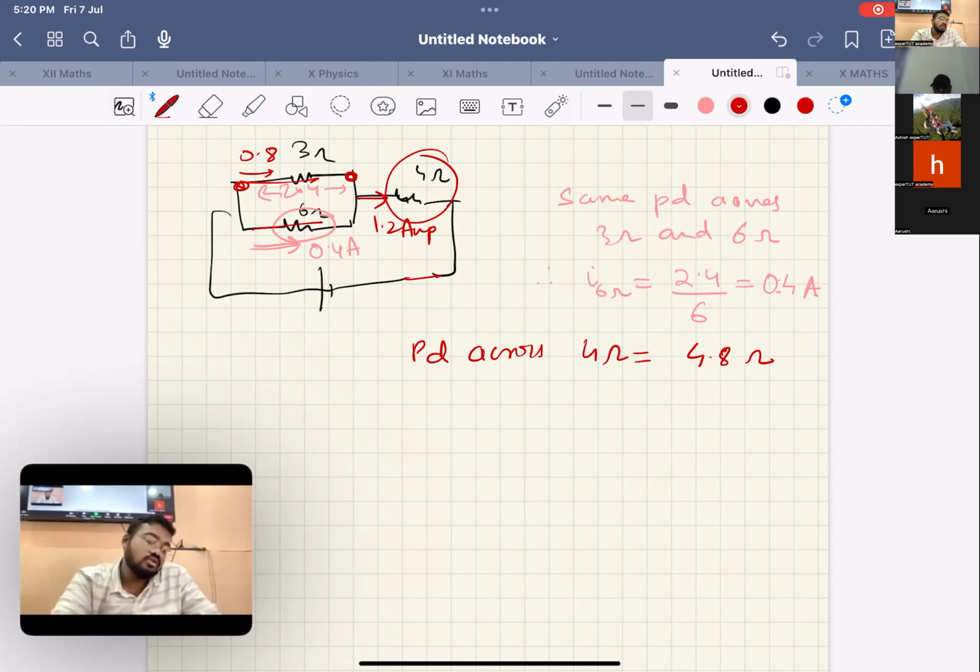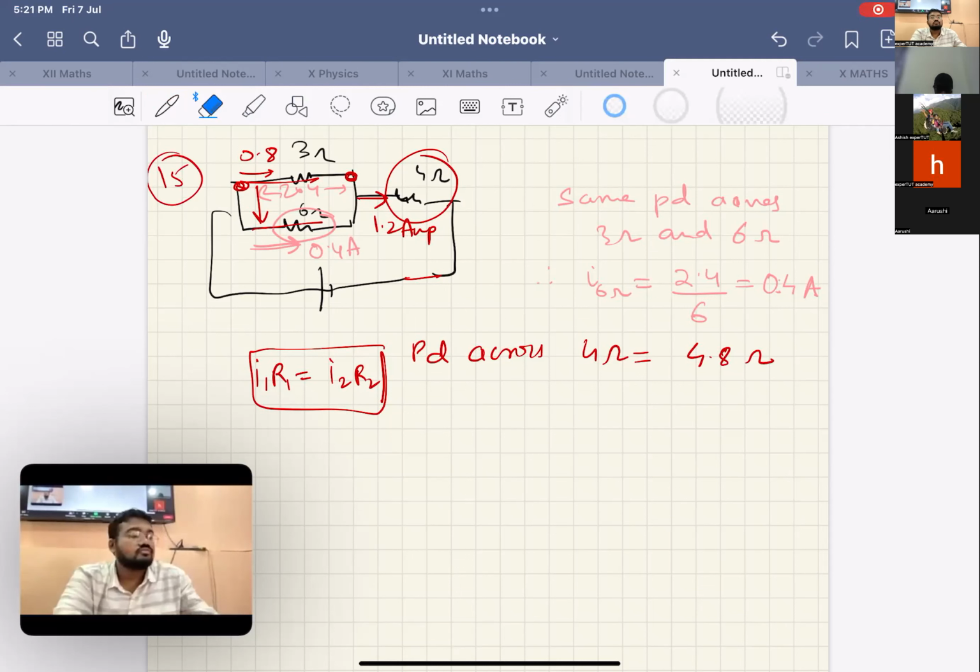Yes, you can use that logic if resistance is doubled from here. So he's saying from here to here in a parallel the resistance is doubled, so the current is half. Basically you are saying I1 R1 is I2 R2, because I1 R1 in the parallel is I2 R2, where R1 and R2 are in parallel. Okay, fine. Next, this was question number 15. Next.